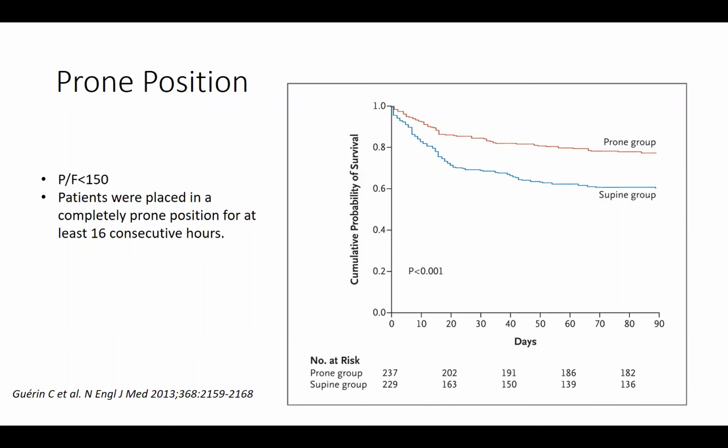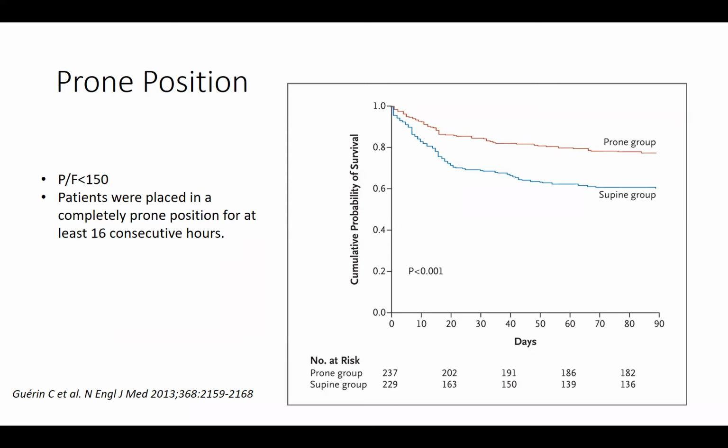So there was preceding data to this study that showed that proning improves oxygenation, but not survival. However, the studies prior to this did not prone people for that long. So this study adopted an aggressive approach. This is along most of the day, 16 hours per day. And they selected people with more severe disease, PF of less than 150.